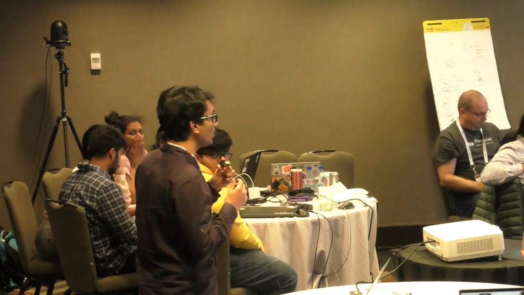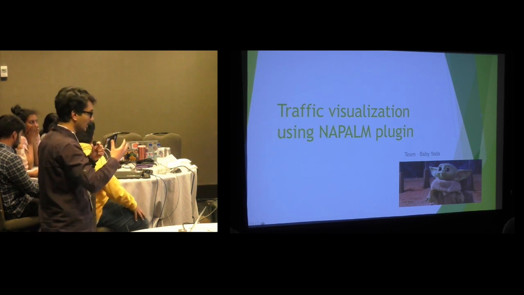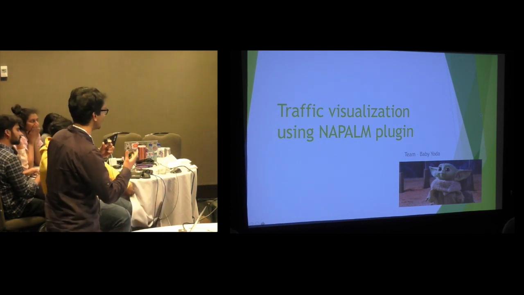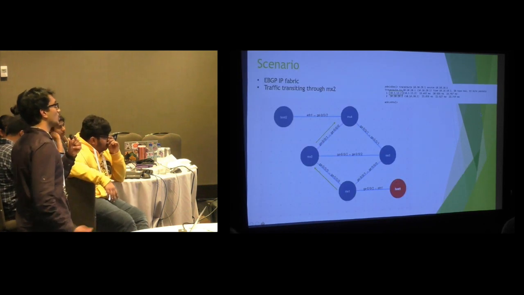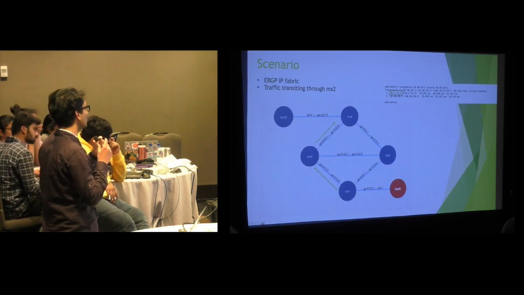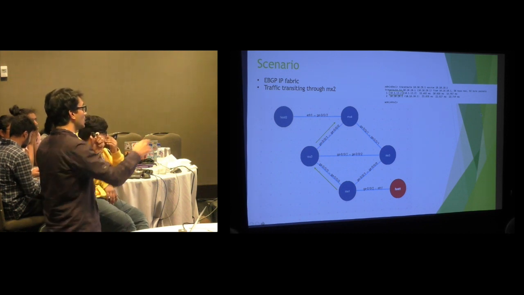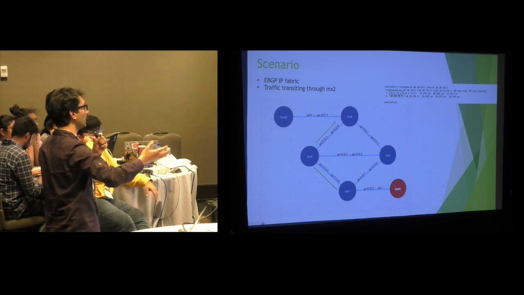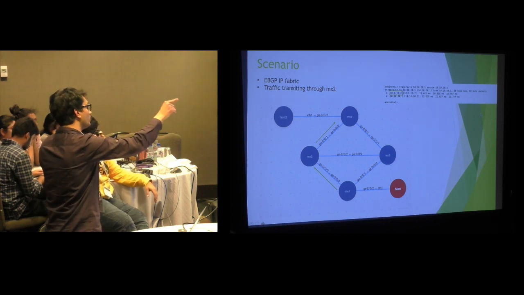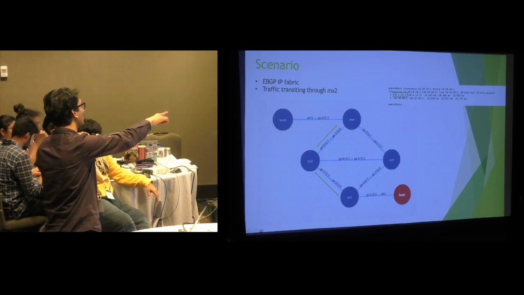What we did was, in addition to the basic plugin, we added a NAPALM plugin. The focus of it was traffic visualization of a typical day for a network operator. This was the topology that we were working with. Chris reserved a different topology for us. Initially, we had an eBGP fabric running eBGP, and when we were pinging traffic between host 1 and host 2, it used to take the MX2.